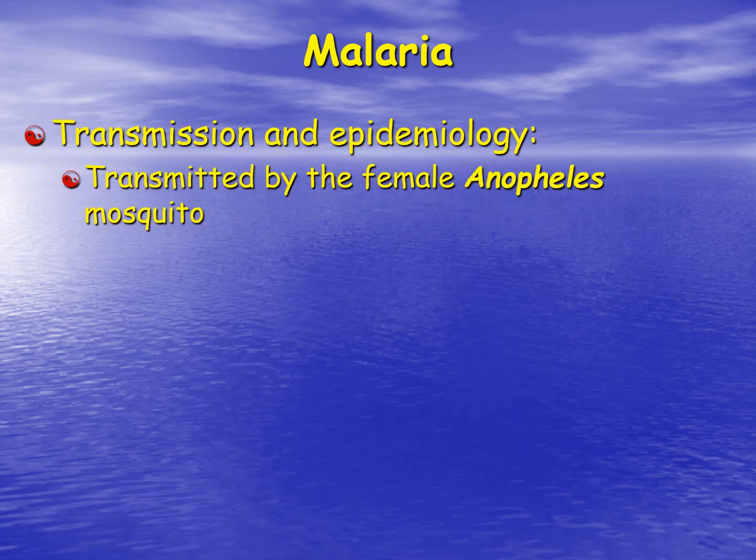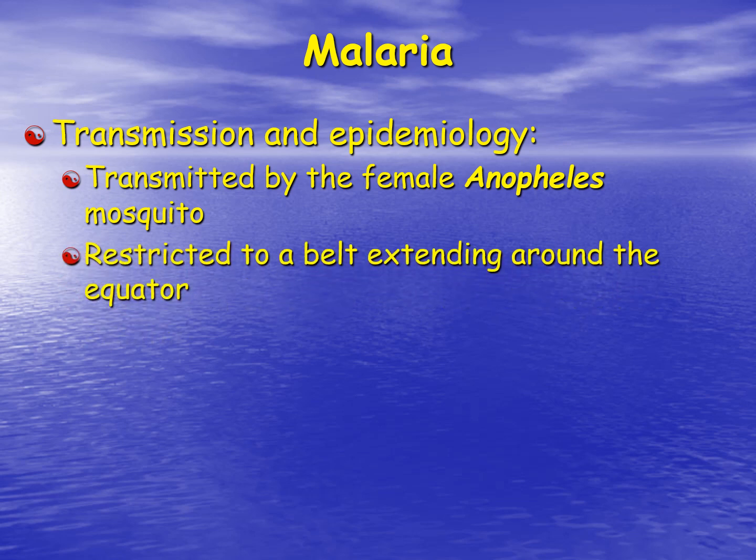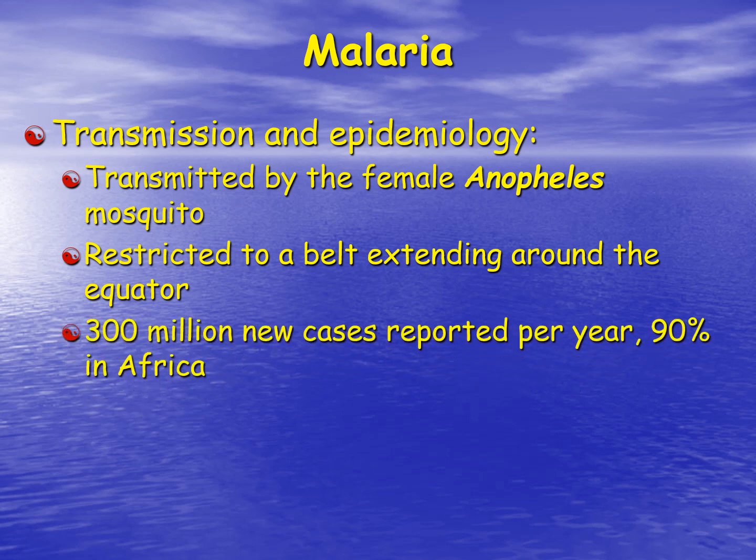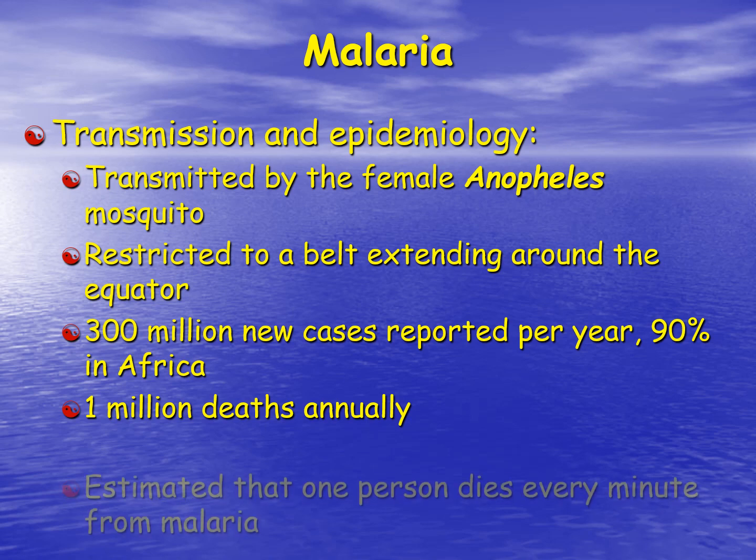Malaria is transmitted by the female Anopheles mosquito, so it's restricted basically to the tropical regions of the world. Three million new cases of malaria are reported every year, and 90% of those are in Africa and India. Over 1 million deaths occur annually from malaria. It is estimated that every minute one person in the world dies from malaria.